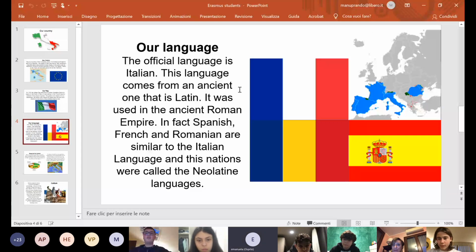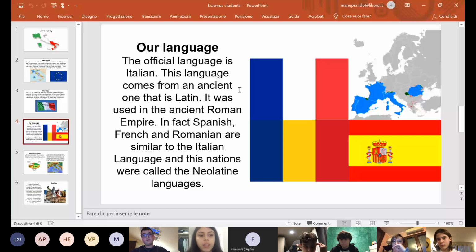The official language is Italian. This language comes from an ancient one, Latin, which was used in the ancient Roman Empire. In fact, Spanish, French, and Romanian are similar to the Italian language, and these nations were called the Neo-Latin languages.